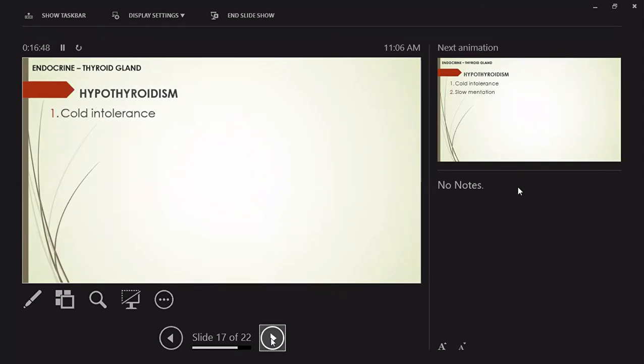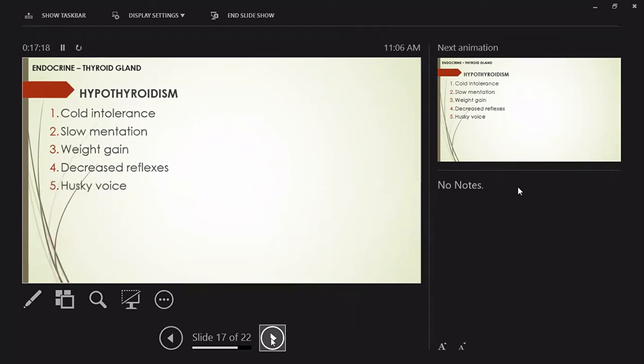Hypothyroidism. When you have a low amount of your thyroid hormone, these are the signs and symptoms: cold intolerance, slow mentation, cannot easily understand. Then there is weight gain, decreased reflexes, husky voice.